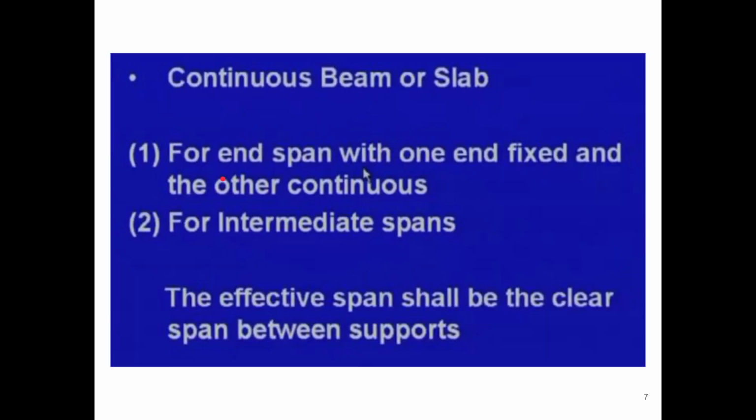Okay, now this will be valid for an end span with one end fixed and the other continuous, and second for the intermediate span. So basically two types will be there in a continuous beam or slab. Two cases will be there: one is the end span with one end fixed and the other continuous, and the other is the intermediate spans.